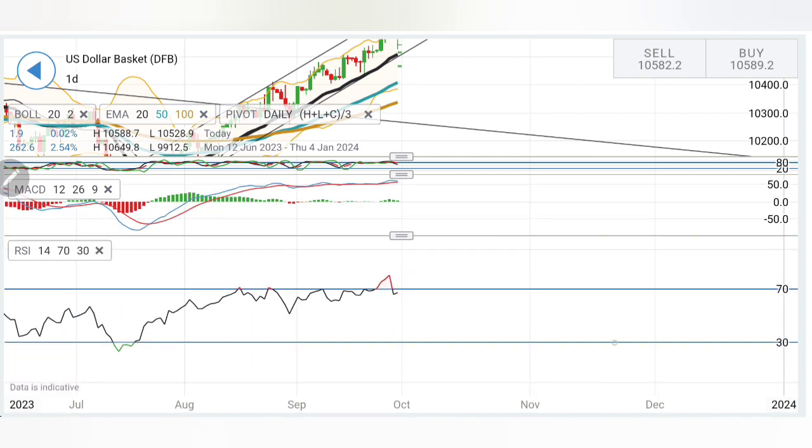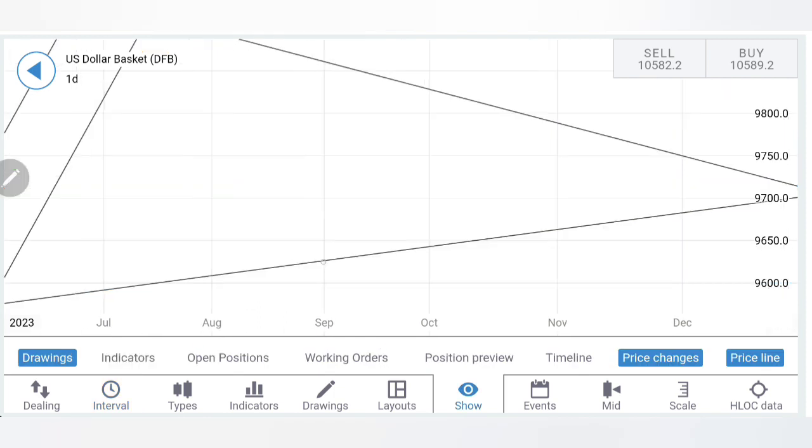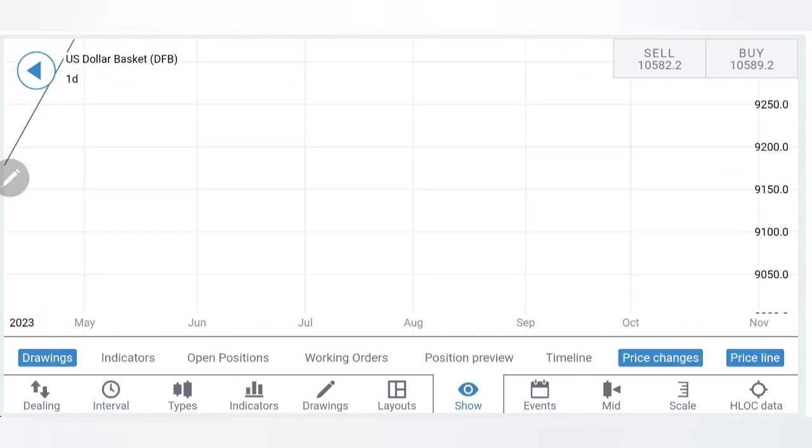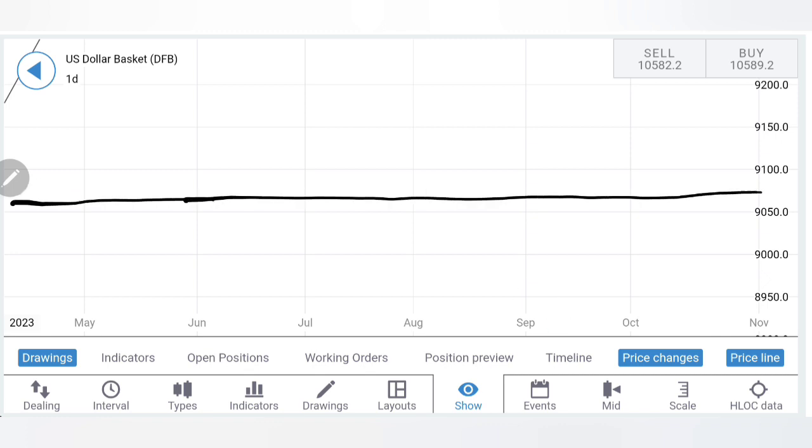RSI on the daily charts was overbought. It has cooled down a bit. It has come to the normal levels, but it is still very much overbought. So now we have seen the charts, we have seen the indicators. Time for me to define the trading levels, strategy, and the summary of the observations so that you can trade profitably next week and in the month of October.